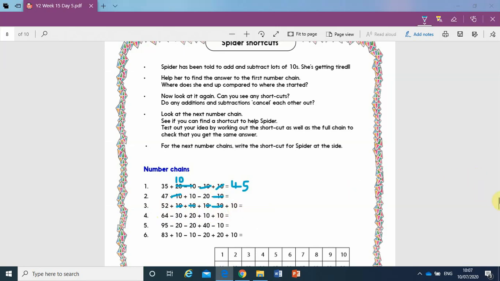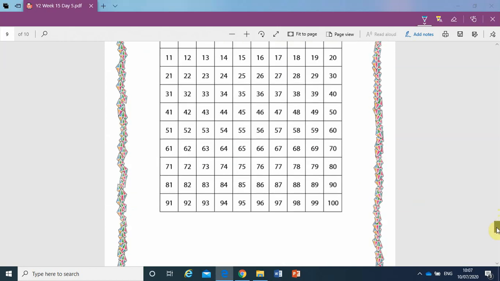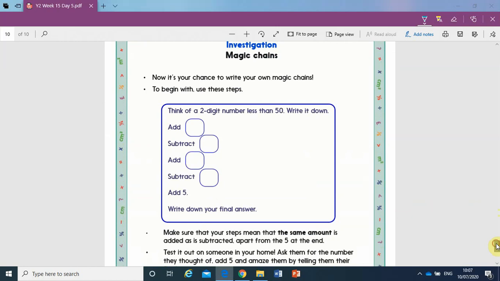Okay, so I just thought I'd explain that activity a little bit more because it's just making numbers the same or adding them and taking away, and we don't need to do that. So then you can go back to this activity, and it's just a fun one. We'd love to see your magic chains. You can test them out on your friends or your parents.